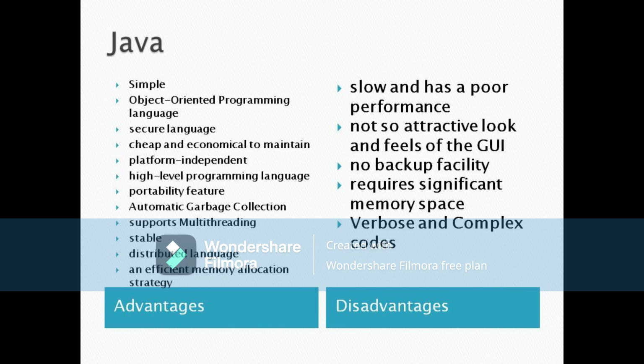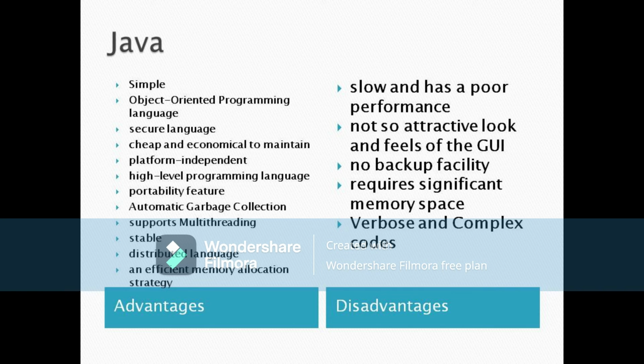Then Java provides automatic garbage collection. So there is automatic memory management in Java that is managed by the Java virtual machine. This feature was not there in C++, but it is here in the case of Java. So Java automatically removes the unused objects with the help of the automatic garbage collection process.